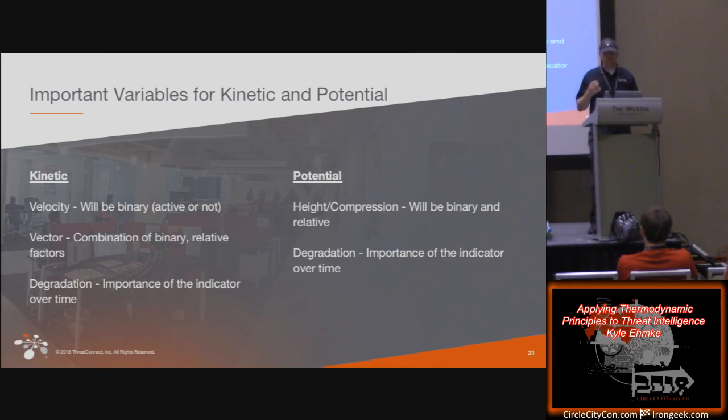For potential energy, it's a little bit more nebulous. The main variables that we are interested in are the height or compression and the degradation over time. Degradation is similar to what it is for kinetic energy, but height or compression is where things kind of get a little bit sticky. And this is going to be binary, and again, relative to our frame of reference, like vector is for kinetic energy. But it's going to necessitate a better understanding of our adversaries.